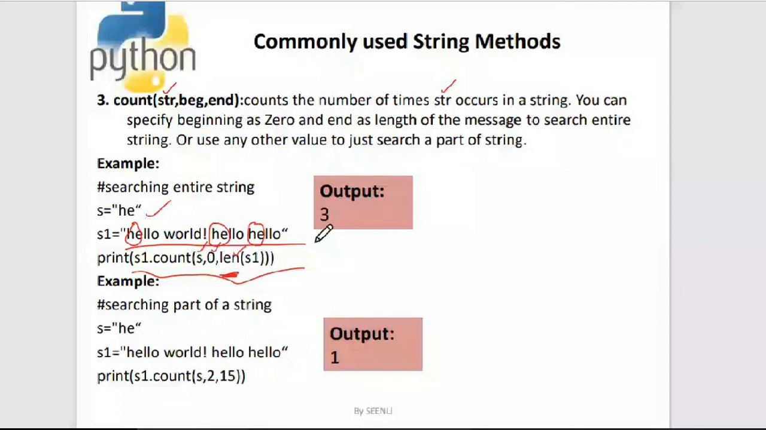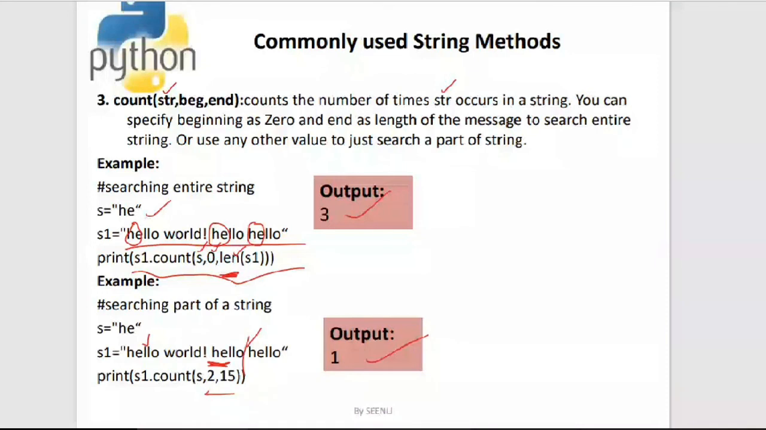Now coming to the second example, I want to search a part of the string, and I have given the range. I want to search from the second index. 2 is the index number, so S1 of 2 is nothing but L over here. From L, I want to search till 15. Till 15 will come somewhere over here. So what happened? I am searching it, and there is only one occurrence of HE, so it is giving 1 in the output. This is how you search the entire string as well as one part of the string.